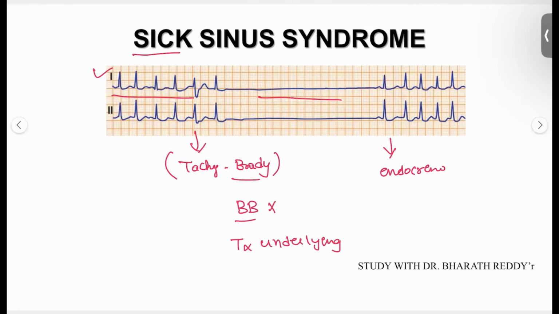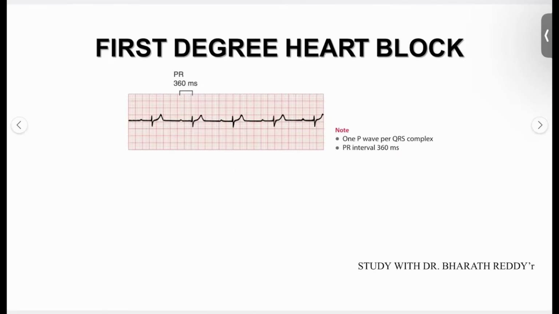And never start beta blockers in a patient presenting with a slow heart rate, and never continue the complete beta blocker course of treatment in sick sinus syndrome. Next, moving on to the heart blocks. There are four types of heart blocks.